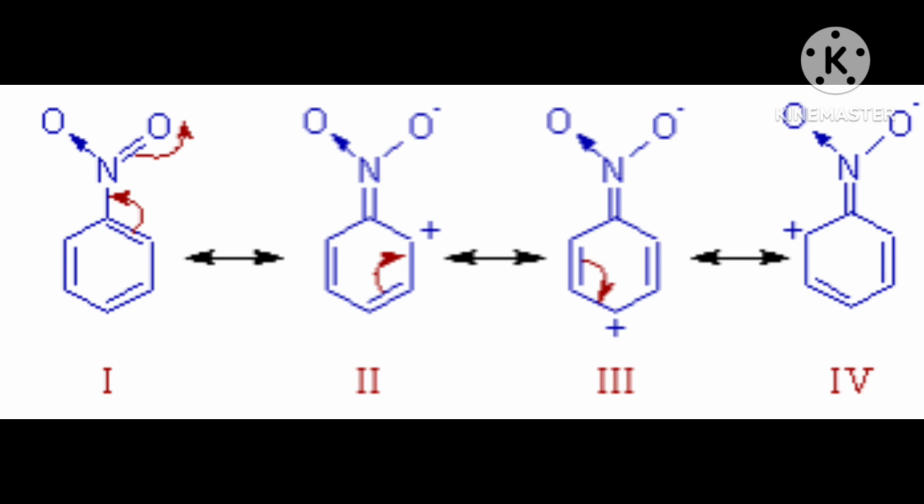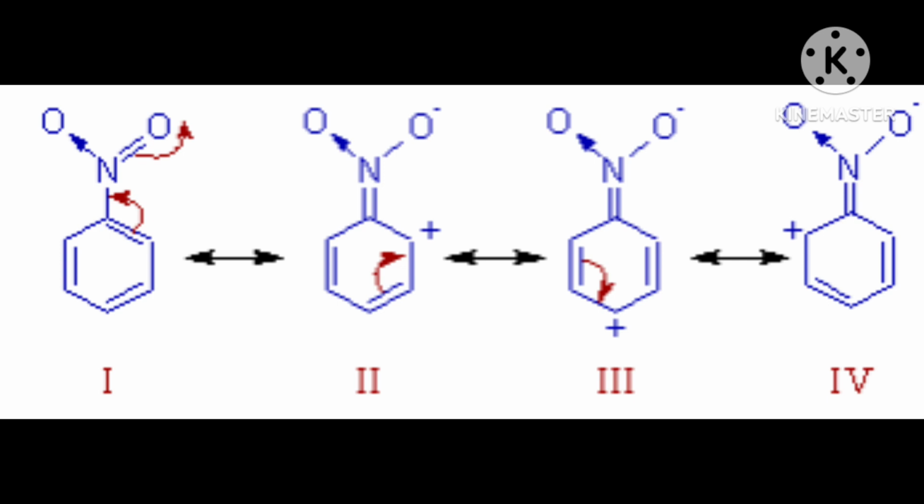Okay, and N is attached to the benzene ring. Now 5 carbons are free. Movement will take place through these 5 carbons. Now you can see, in this situation when NO2 is attached to the benzene ring, there are three double bonds and three single bonds in the benzene ring. Keep that in mind.